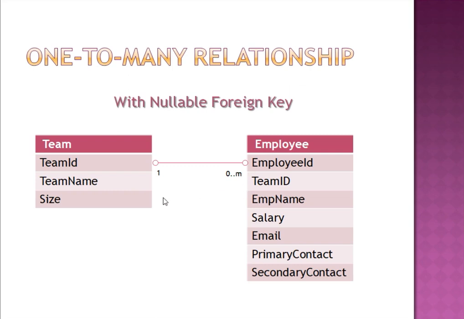Basically again, team has many employees, and while defining the opposite relationship between employee and team, you have to use the keyword with optional. In case of department and employee, we specified with required. But here, since we want our team ID to be nullable, we will specify the method with optional. So let us implement it.